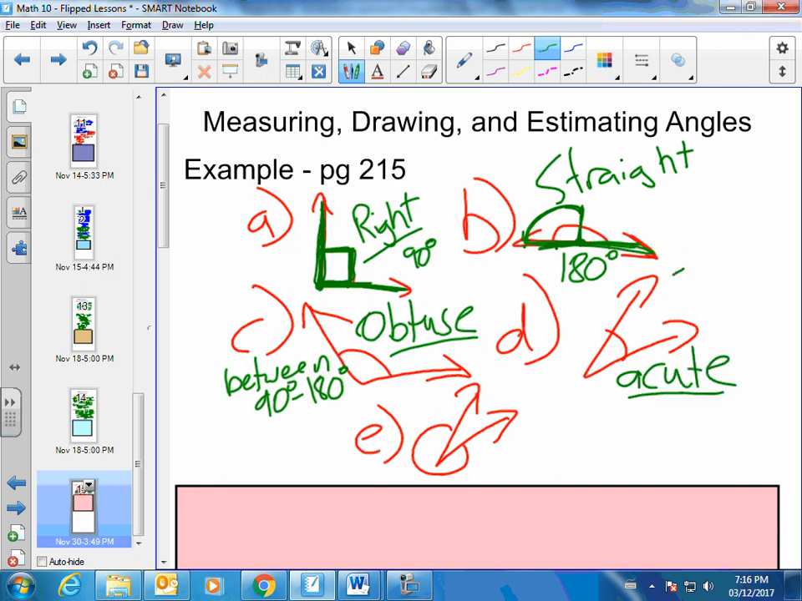Acute means it is smaller than 90 degrees. Okay, so if we have our right angle over here, an acute angle is anything where our line goes up in the center like that, or even way over here, basically anything that's in between 0 and 90 degrees. And then our very last one is the reflex angle. This is more than 180 degrees.